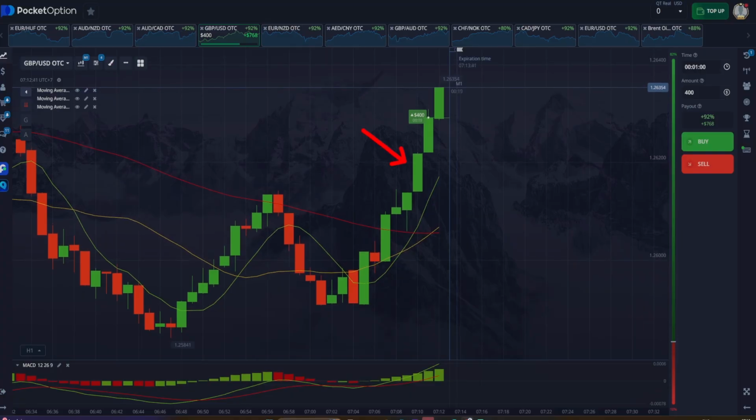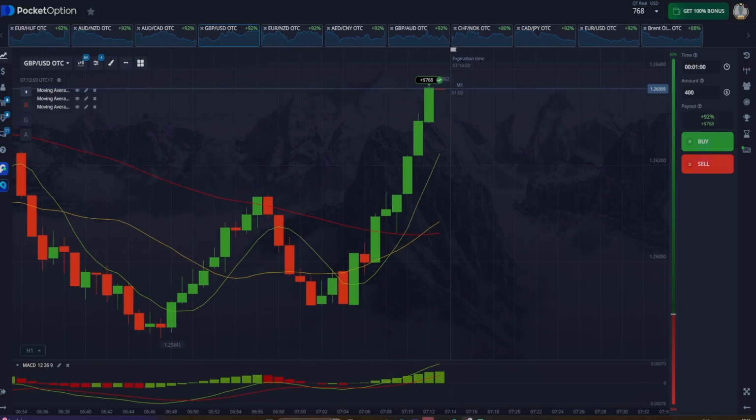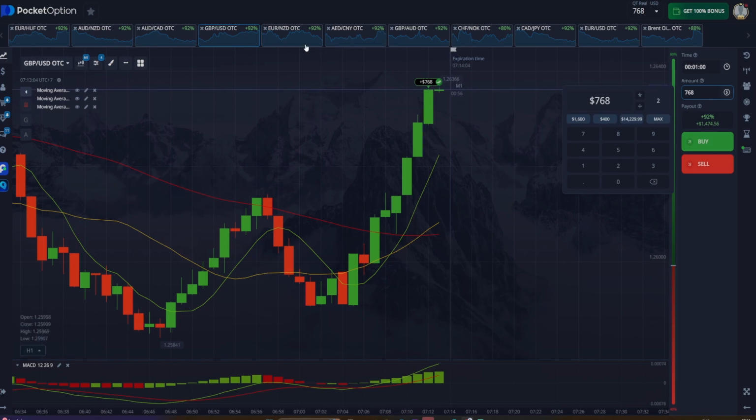Third, the appearance of a Marubozu candle immediately after reinforces this bias. A Marubozu with little to no wicks shows complete dominance from the buyers, meaning the price is likely to push higher in the next candle. With these 3 technical reasons, I decided to execute a buy trade. And as expected, the position closed in profit. Now, let's reopen the market and look for our next trading opportunity.